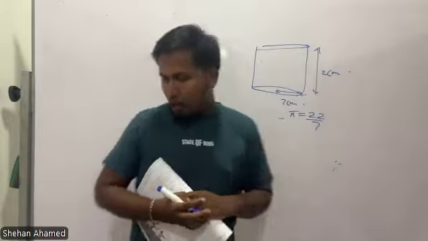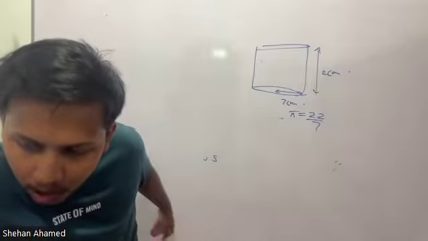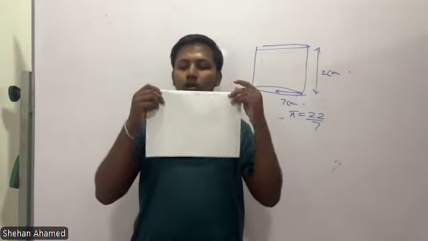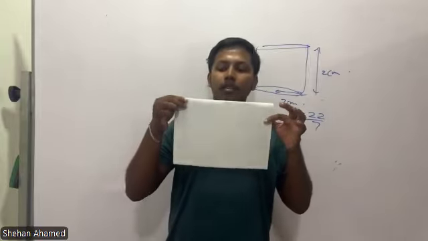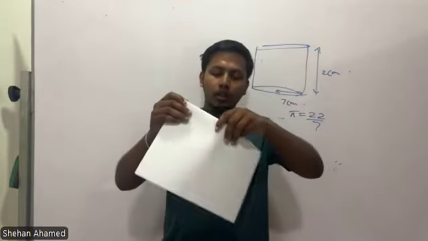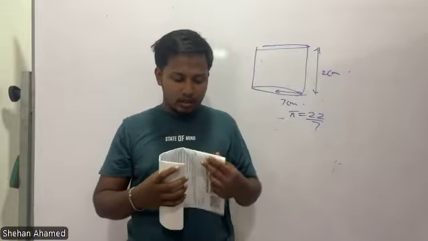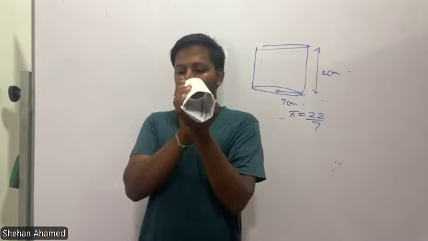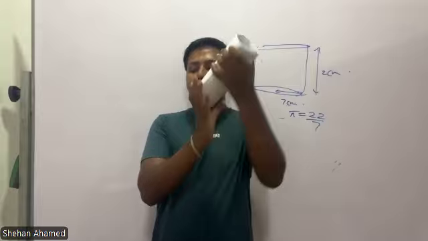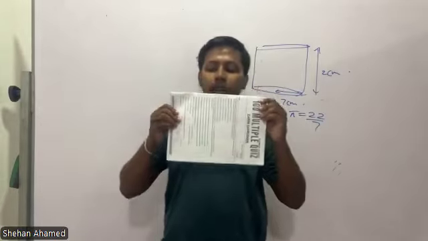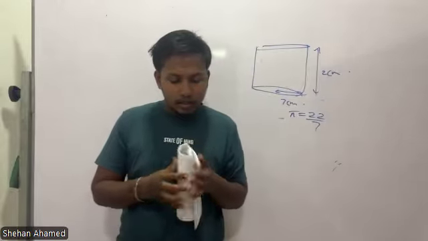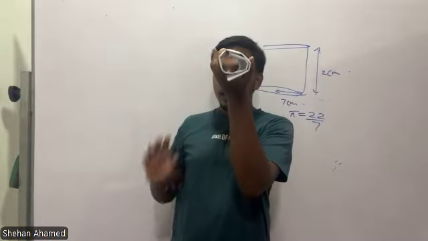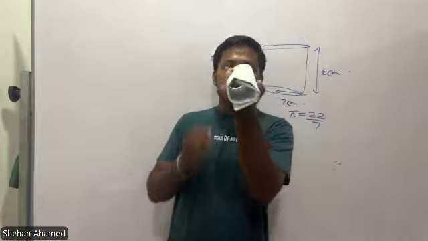Before doing the question, what is a curved surface? Take this tube. The shape of the tube is a rectangle. Now what I'm going to do is curve it. When I curve it, this is a cylinder. You can see, the curved surface is a rectangle, which forms the cylinder.